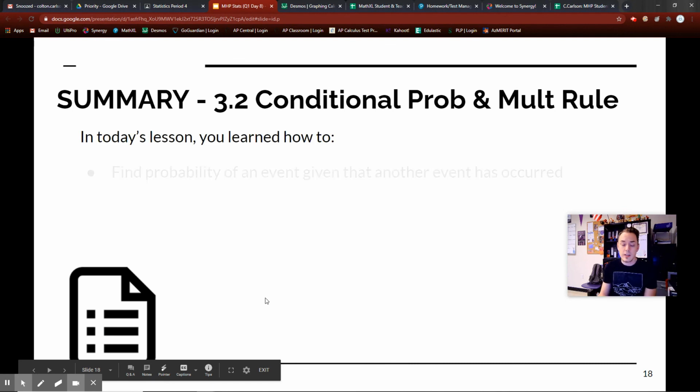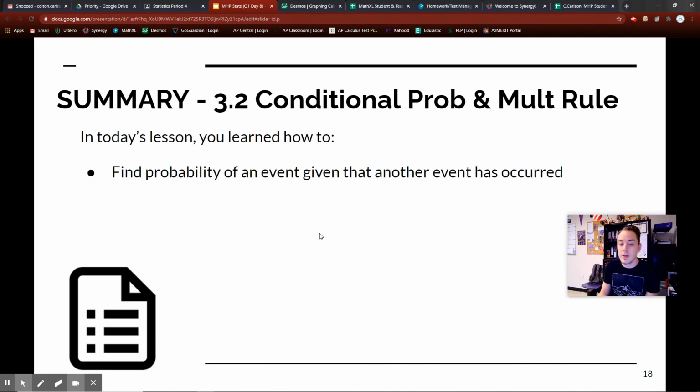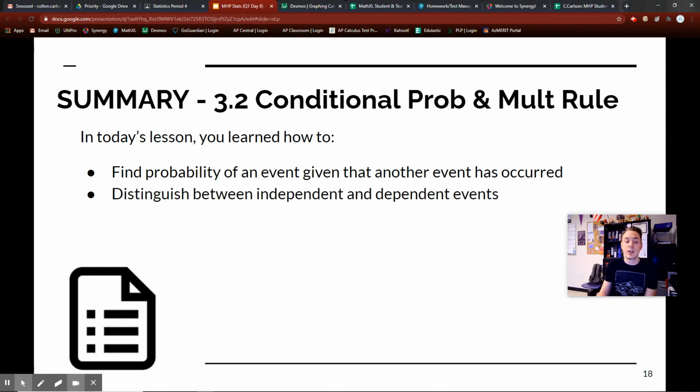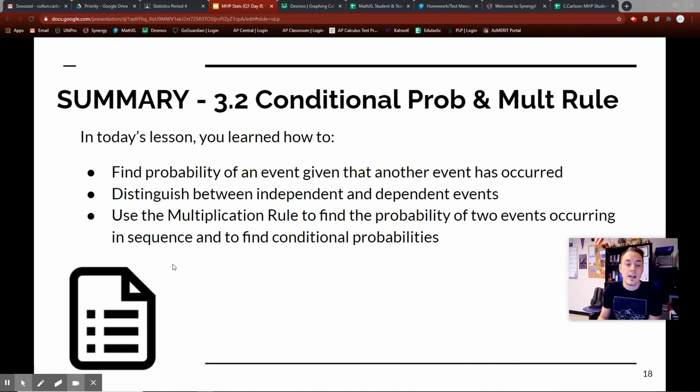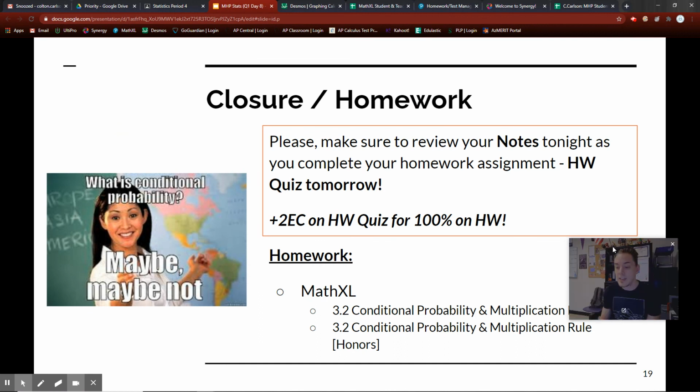What did we learn? We learned how to find the probability of an event given that another event has occurred. We learned to distinguish between independent and dependent events. We have learned how to use the multiplication rule to find probability of two events occurring in a sequence, and also to find conditional probabilities. So that is what we did.